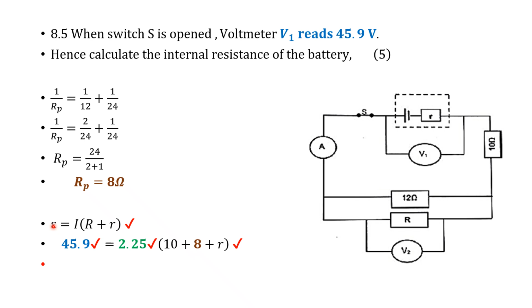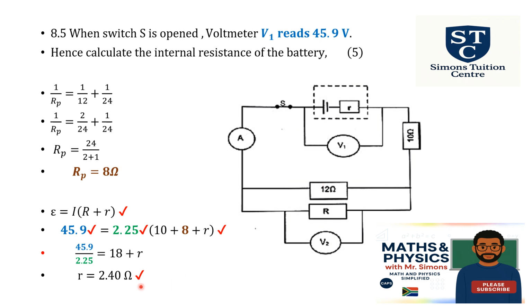So there, if I substitute, I have 45.9. Current was 2,25 amperes. R is 10 plus 8 plus small r. Alright, so this is going to become 45,9 divided by 2,25 equal 18 plus r. This answer here minus the 18 will then give me the value of small r, which in this case equal 2,40 ohm. Right, so that there is my internal resistance of r.